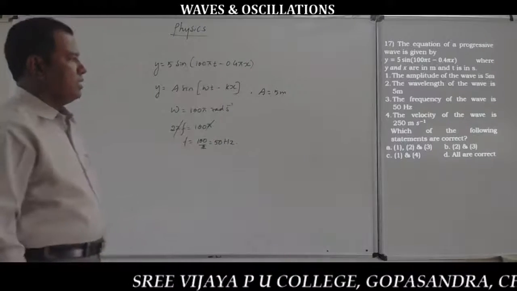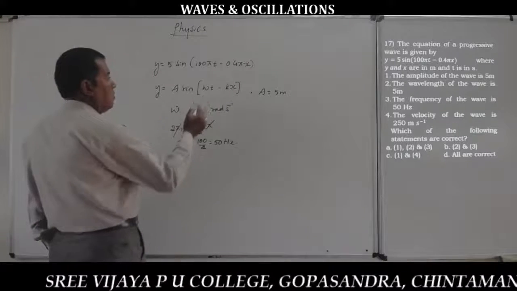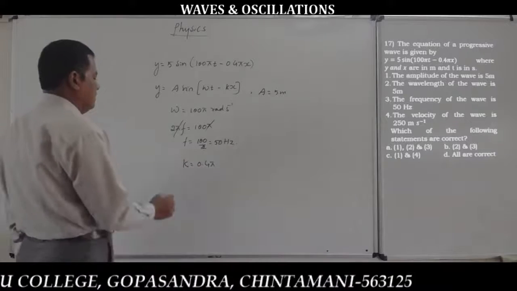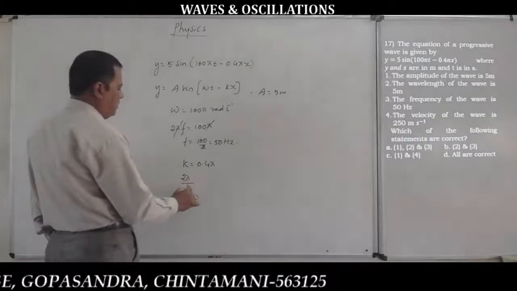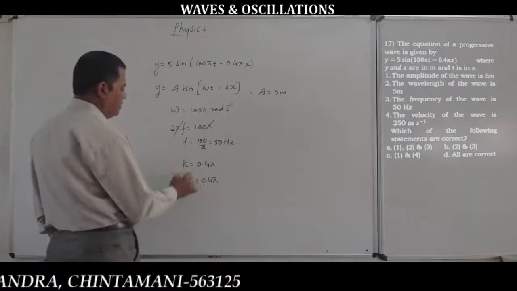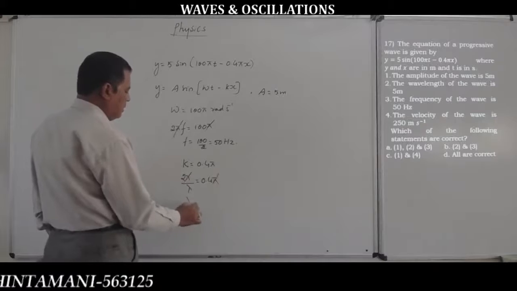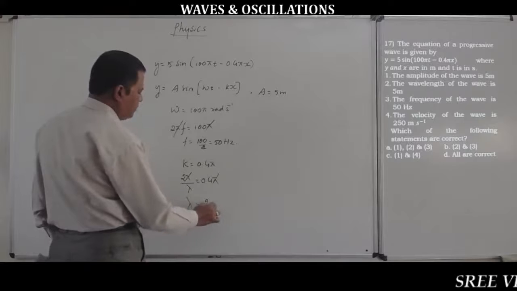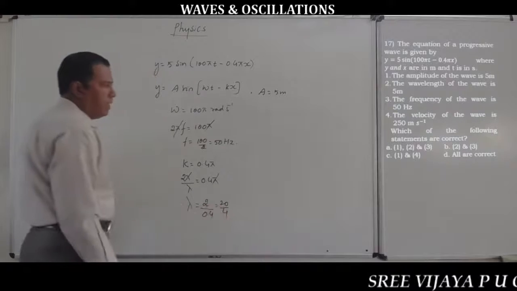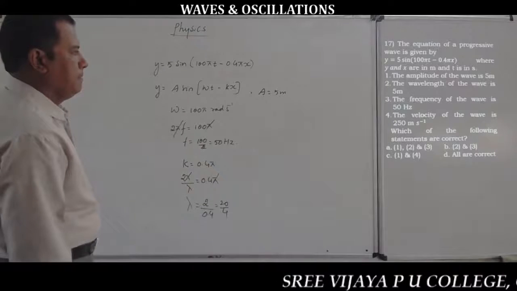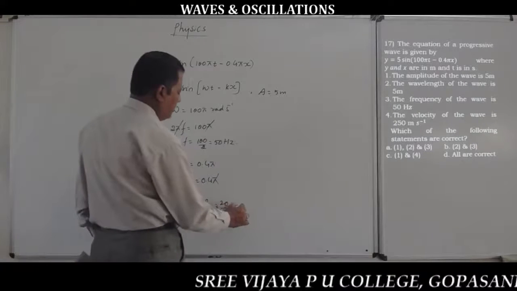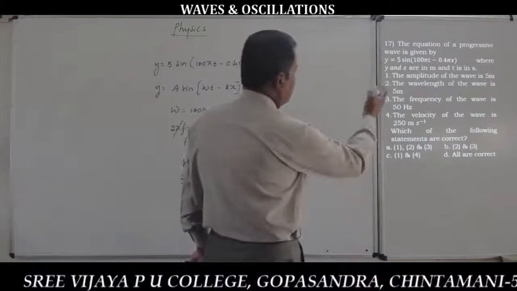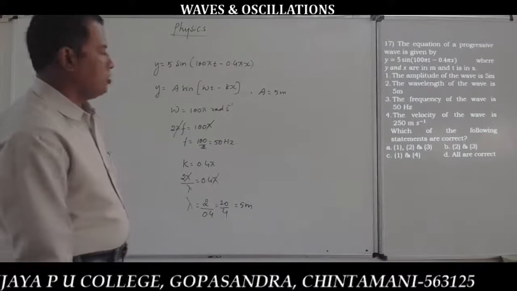So let us find out what is the wavelength and velocity. So now k is equal to 0.4 pi. 2 pi by lambda is equal to 0.4 pi. Pi and pi get cancelled. You get lambda is equal to 2 by 0.4 or 20 by 4 is equal to 5 meters. Wavelength is 5 meters. So it is given that the wavelength of the wave is 5 meters. That is the second option.